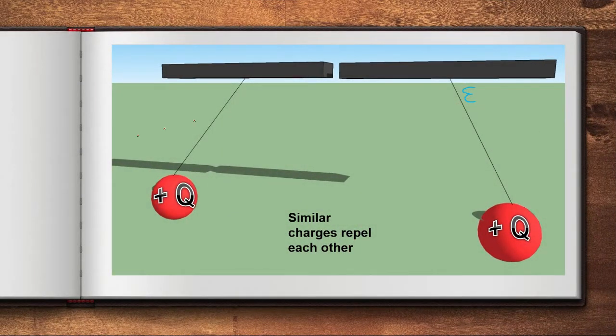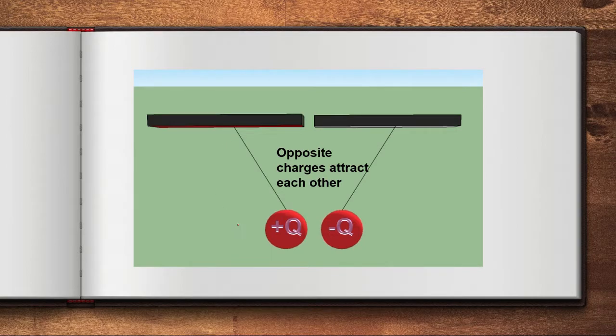So if there are two like charges, positive Q, both of them are giving out force lines. This one is giving out force lines, this Q is giving out force lines, and these lines on opposite sides are repelling each other. But in the case of opposite charges, the positive Q is sending out the force line and the negative Q is taking the force line inward, so they are attracting each other.